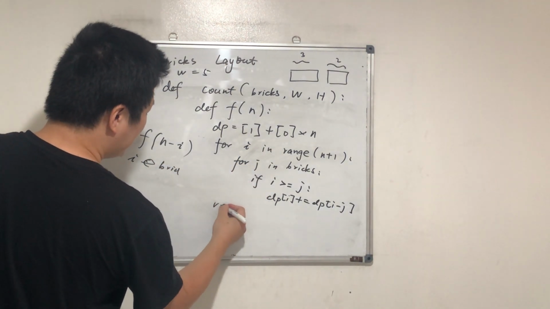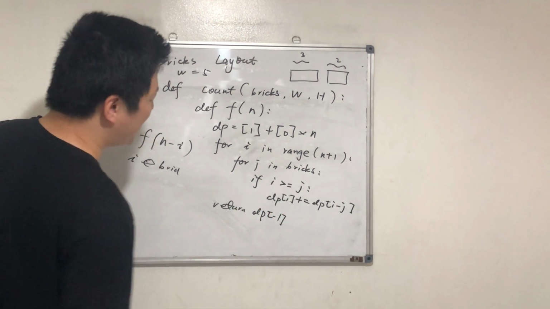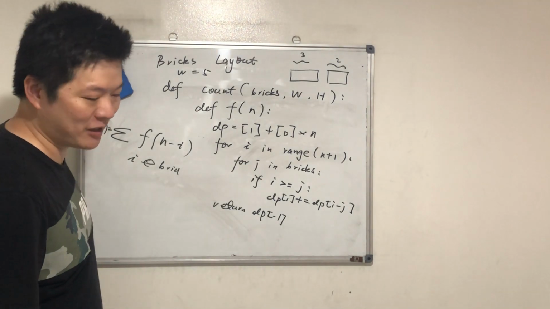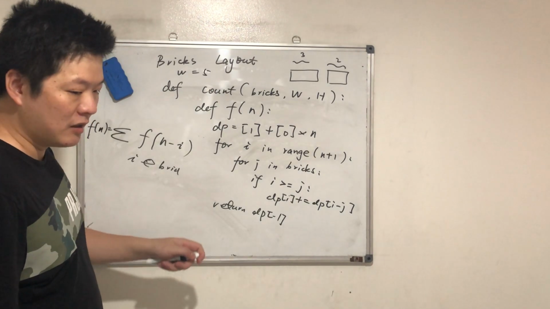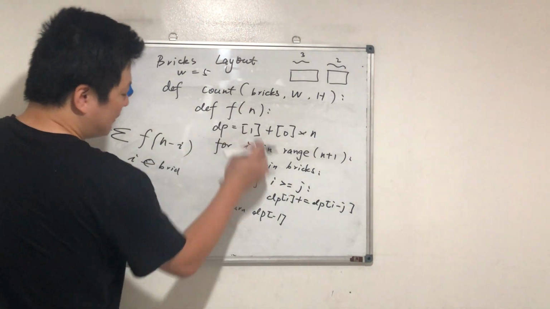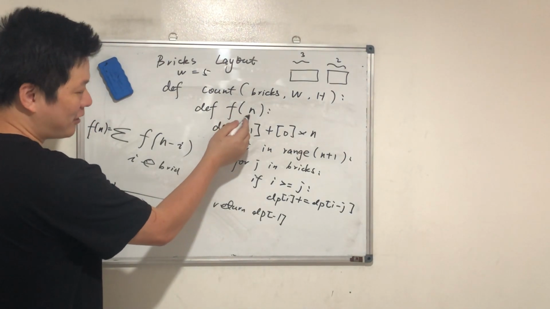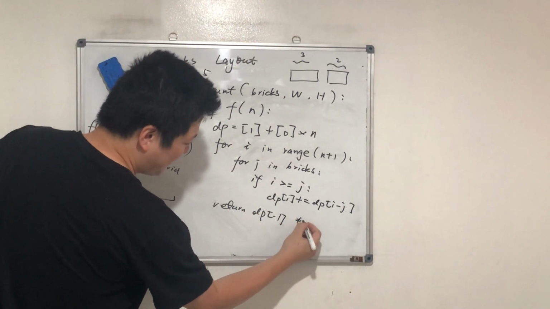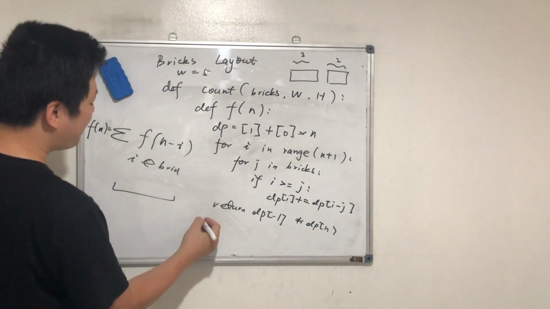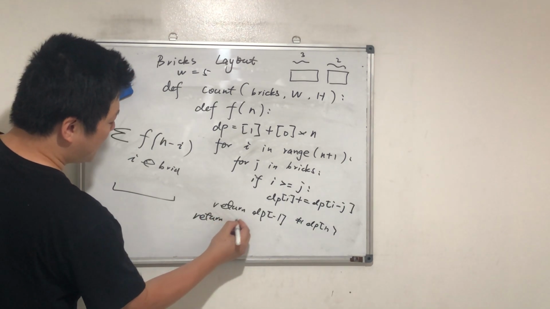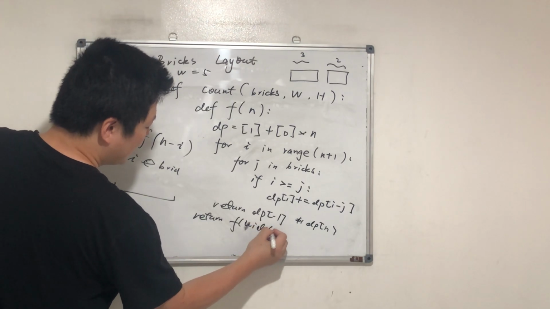And then return dp minus 1, or dp what? Remember, width times height. The dp minus 1 is the last element, which is what? dp what? Remember, we just talked about dp what? N. It's the same, yeah? Yeah, this is the same too. And then we know the f n, so return f n.